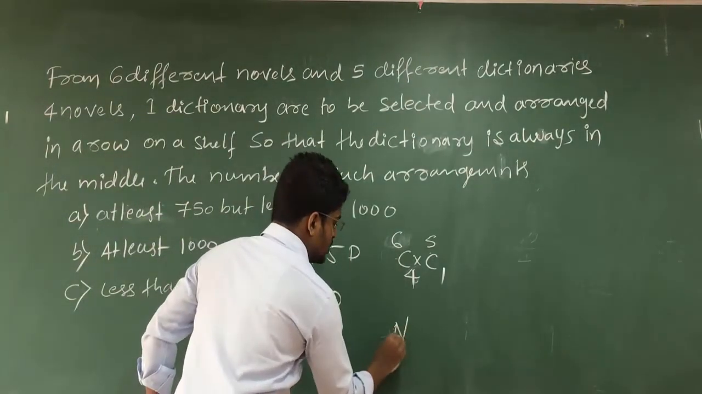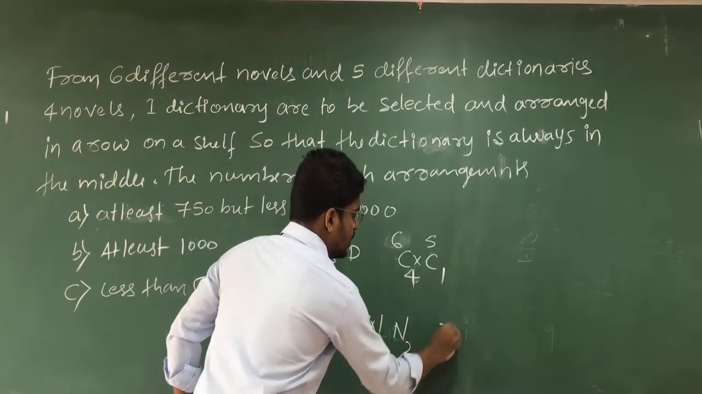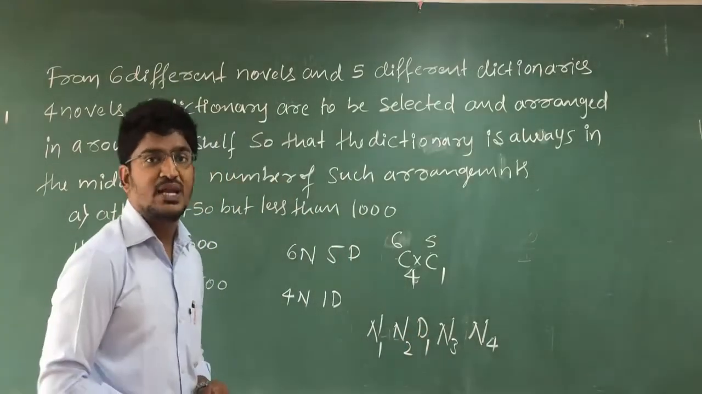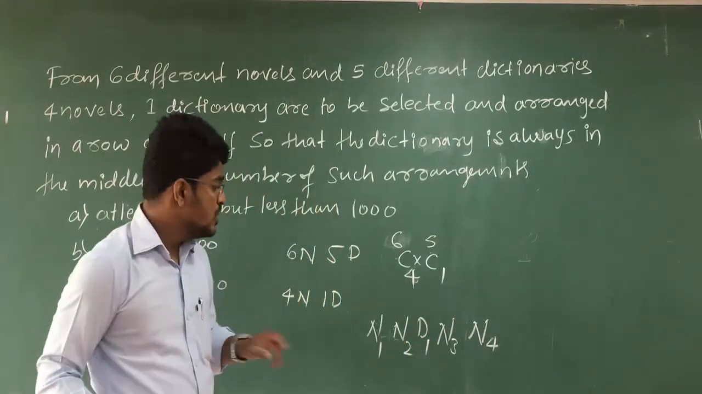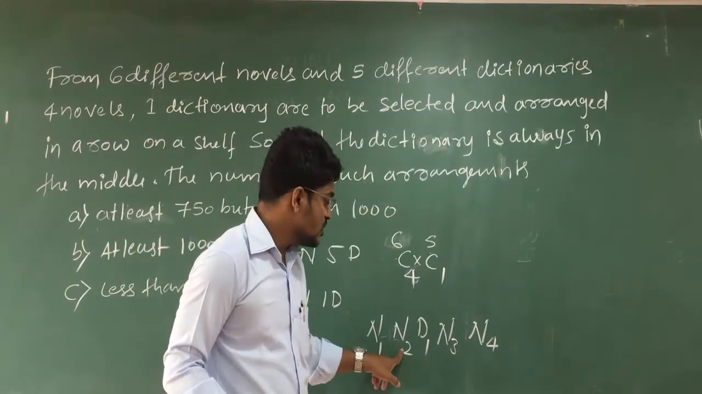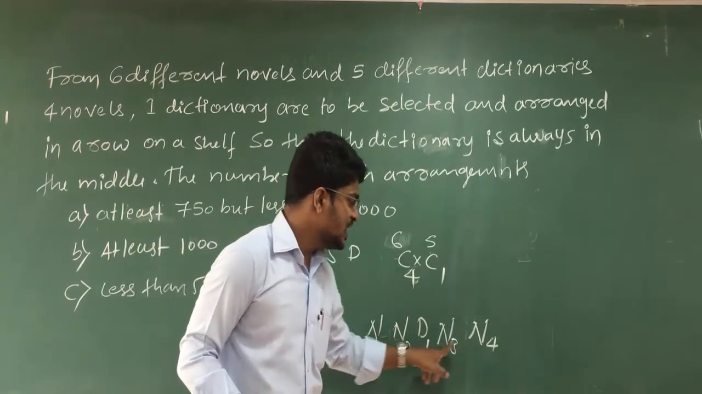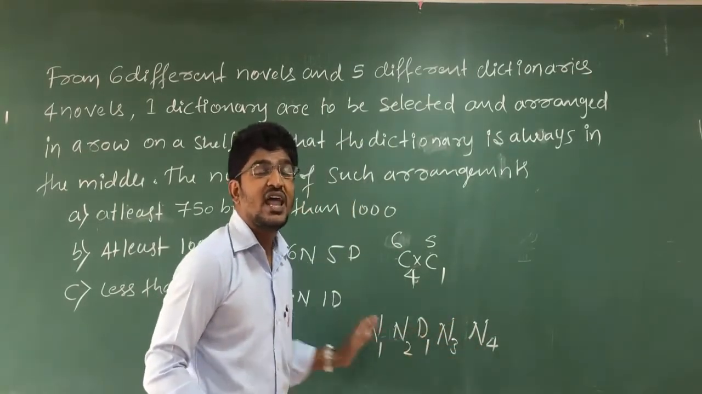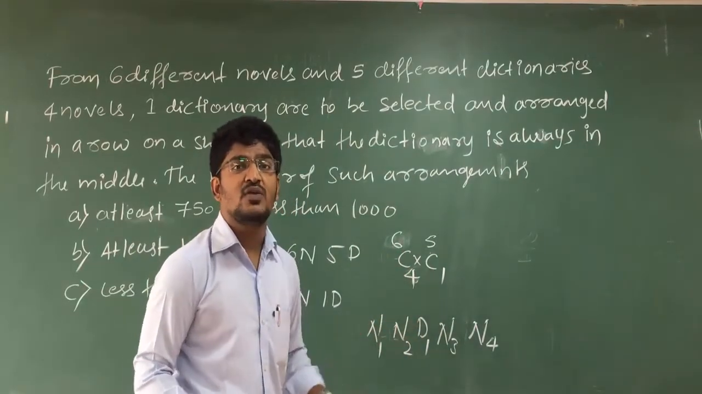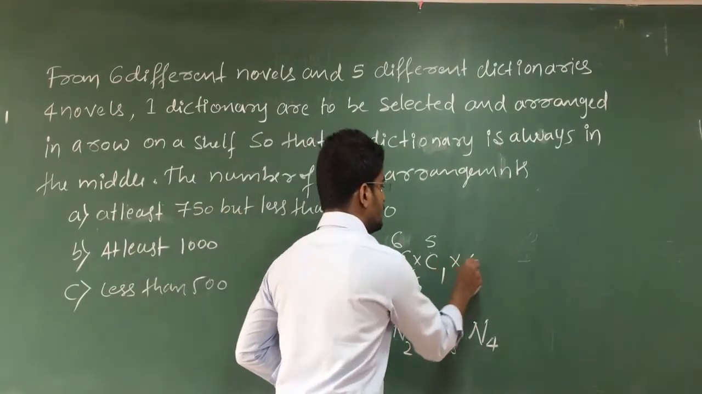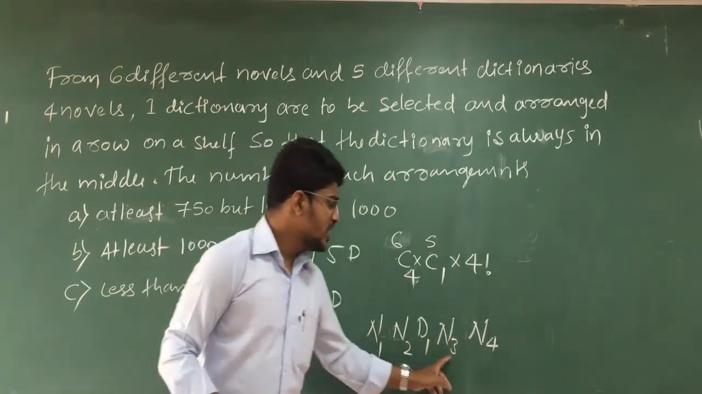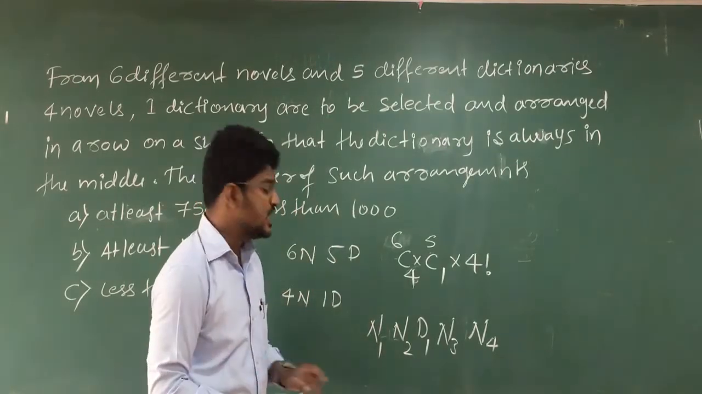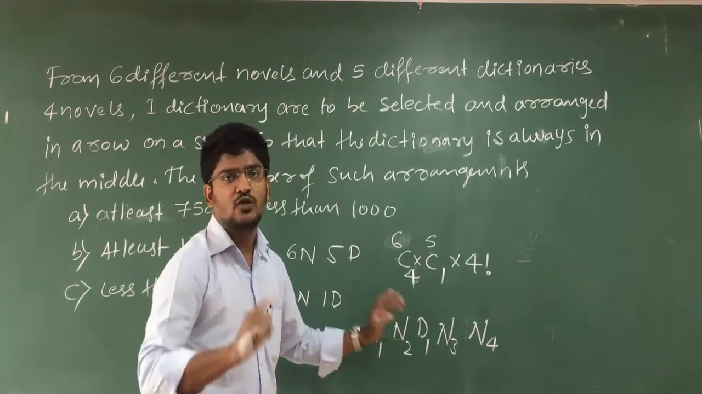See, this is N1, N2, N3 and N4, so that dictionary D1 is always in the middle. This arrangement they are asking. So this has 1 choice, 2, 3 and 4. So these N1, N2, N3 and N4 places have to be arranged in how many ways? You can arrange them in 4 factorial ways, and this is only one that is fixed, no problem. Clear?